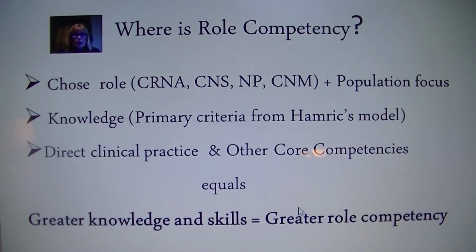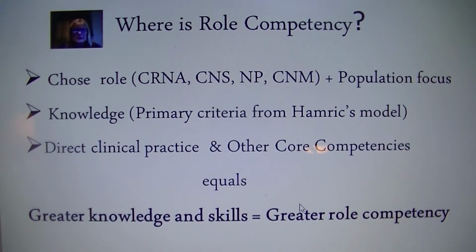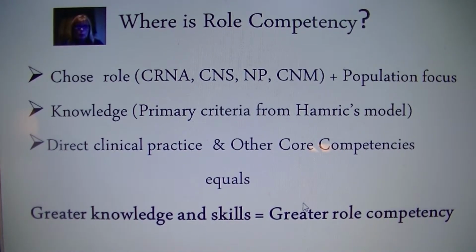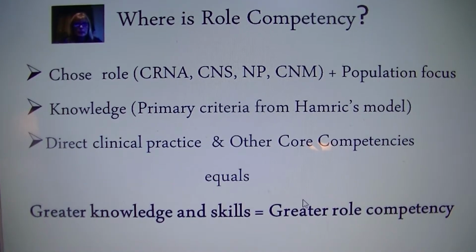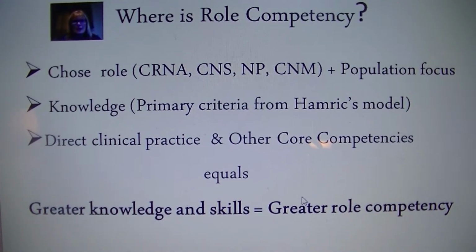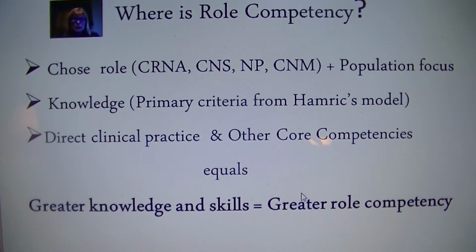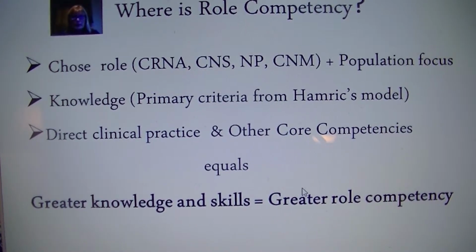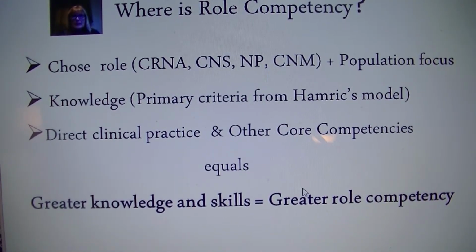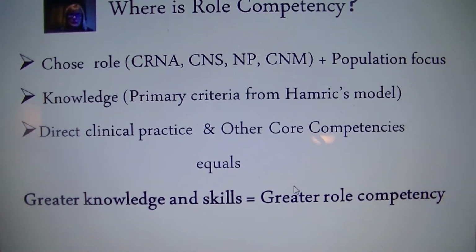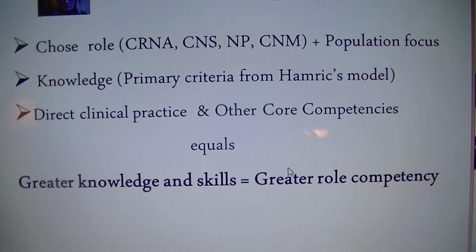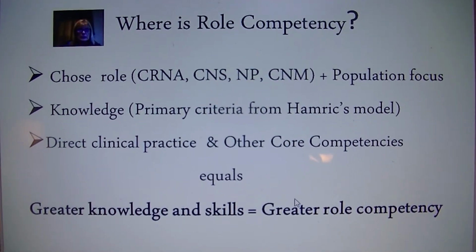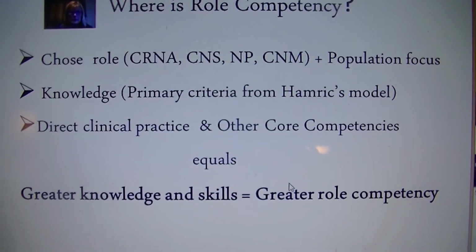So where are the role competencies in Hamric's core competency APN framework? As the nurse practitioner student chooses one of the four roles, the CRNA, the CNS, the NP, the CNM, and the population focus, they begin to acquire the knowledge needed, proceed through the primary criteria in Hamric's model, begin the direct clinical practice, and work through the features previously mentioned. Then they have initiated their role competency, and as the acquisition of knowledge and skill continues, the greater the role competency will be.